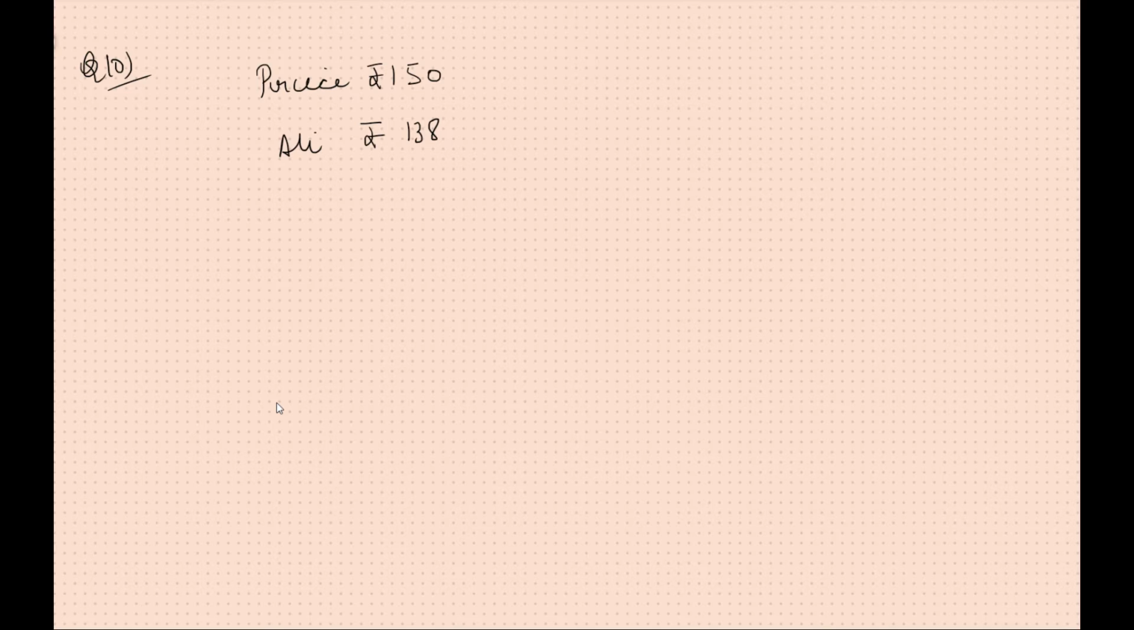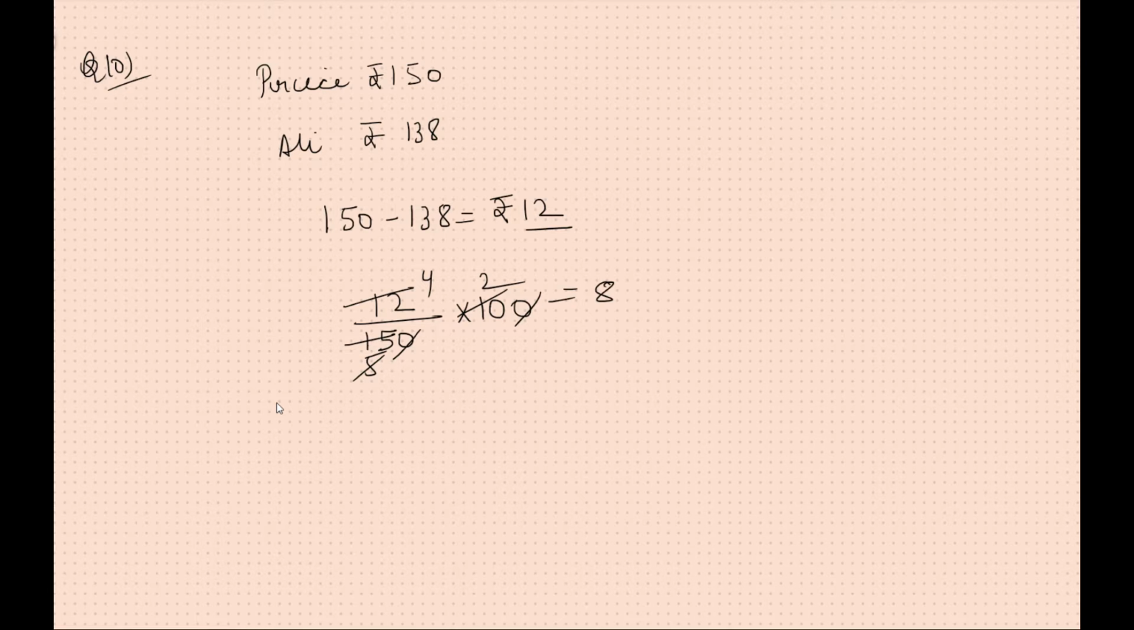So first we need to find the change in price. So 150 minus 138. So this will be 12. So 12 rupees is the change in price. So we need to find a percentage decrease in the price. So what we are going to do, 12 upon the original price, 150 into 100. Simple. 3 4s are 12, 3 5s are 15, 5 2s are 10, 8%. So the discount that was asked by Ali is 8%. This is your answer.